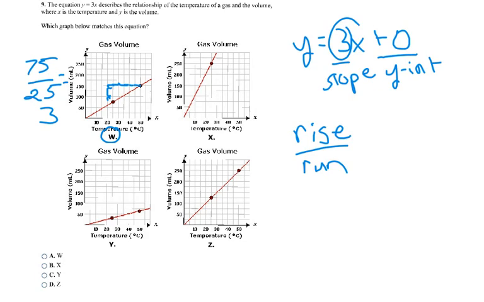To look at one so you can see how a wrong answer works, let's look at Z. So once again, I have the same scale on the y and x axis. And so here I'm going to count up by 25. So 25, 50, 75, 100, 125. And then I need to count by 5s on my run. So 5, 10, 15, 20, 25. And that reduces to 5, which is not my slope. So W is going to be my final answer, which is choice A.